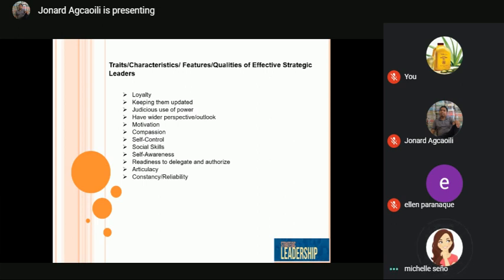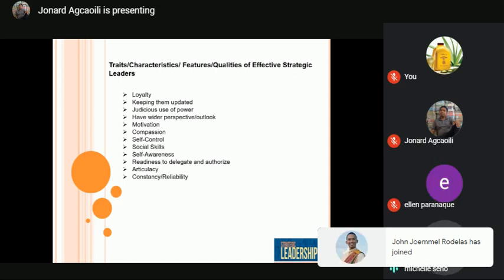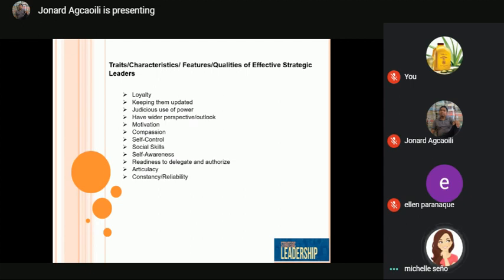Self-awareness. Strategic leaders must have the potential to understand their own moods and emotions as well as their impact on others. Related nga po dun sa self-control. Kailangan may self-awareness po. May self-awareness po dun sa mga decisions niya na hindi po basta-basta.